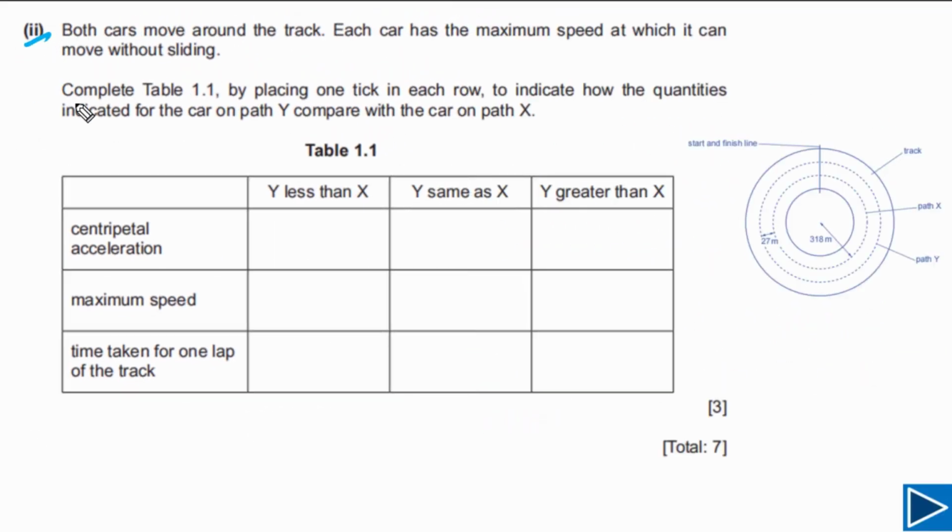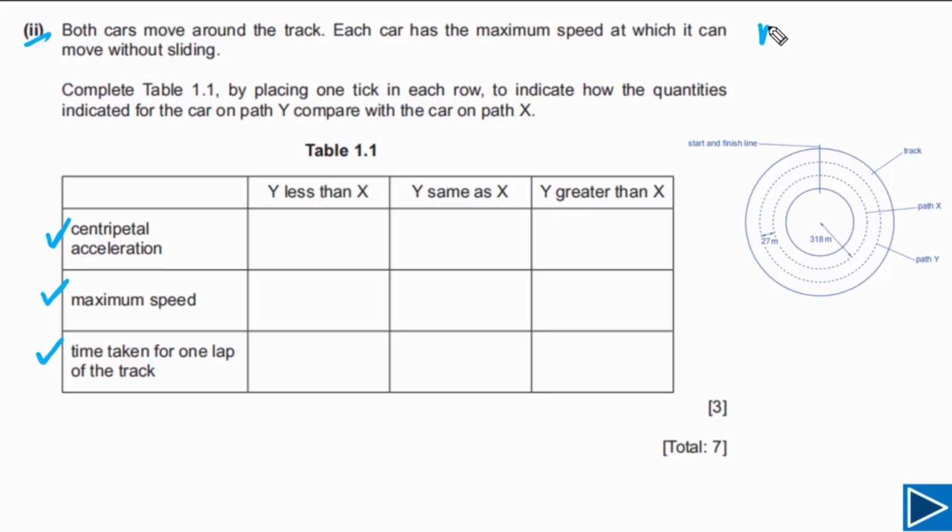For the second part, we need to compare the centripetal acceleration of X with Y. We also need to compare the maximum speed of X with Y, and also the time taken for one complete cycle of X with Y. So let's start first of all with what is the same for the car moving in circle X and for the car moving in circle Y.